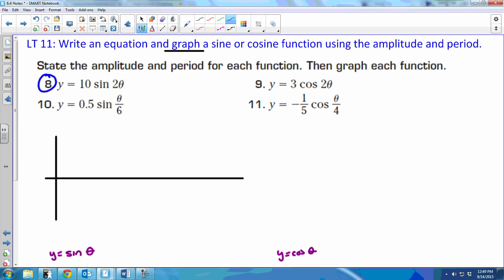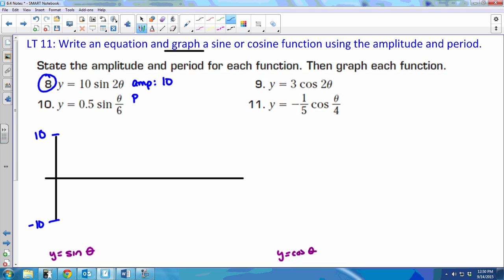Y is 10 times the sine of theta. What's the amplitude? 10. The amplitude is 10. So that means my maximum value is going to be at 10, and my minimum value is going to be at negative 10. That's all that. So we're stretching it out vertically. No big deal.